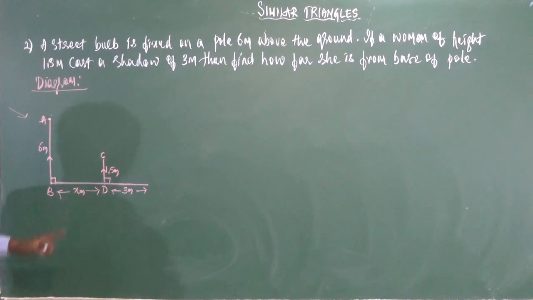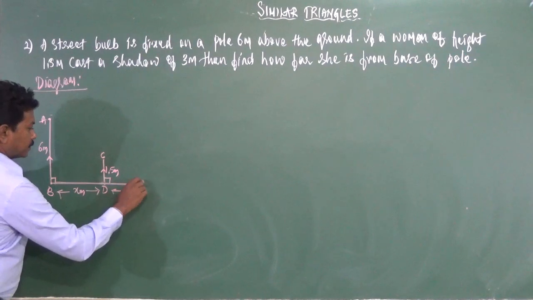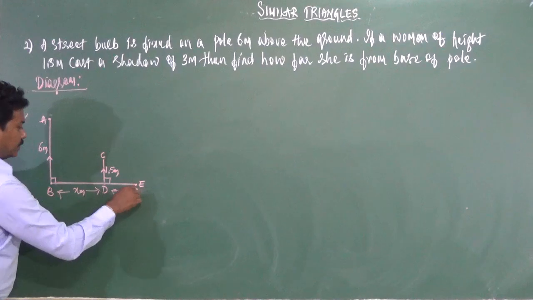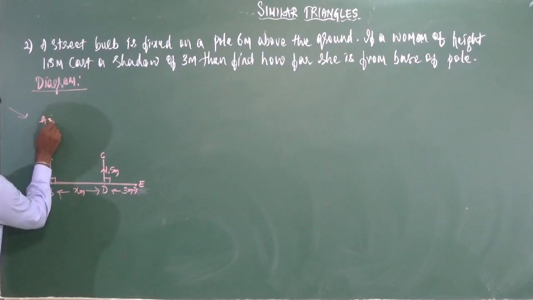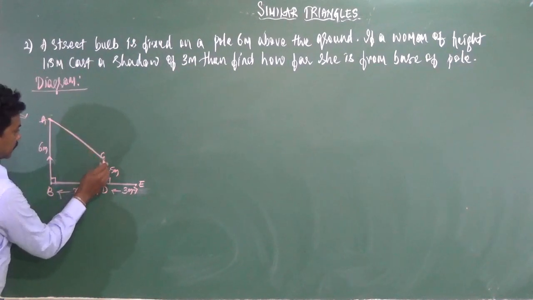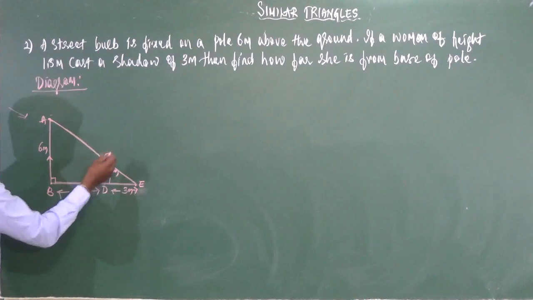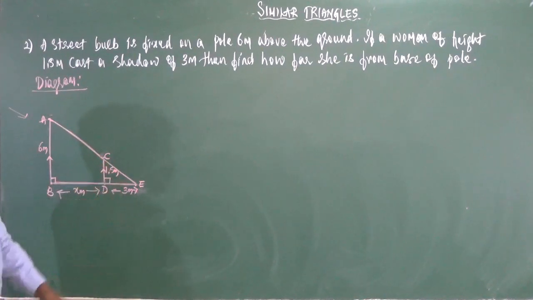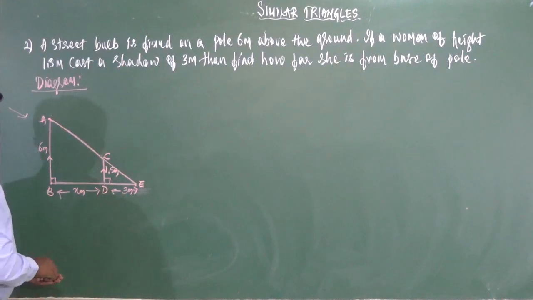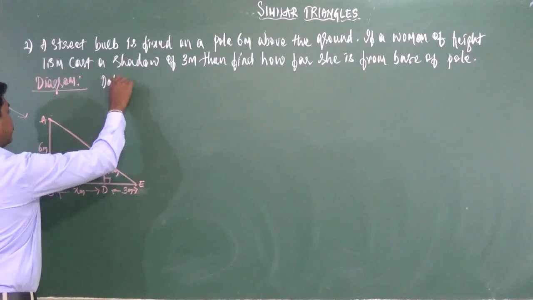Just to complete the diagram, let us call this point E. So this is 3 meters. In order to complete the diagram, I am going to join the points A and C, and then I will join C and E. So this completes the diagram. Now the description of the diagram, as we did in the last problem, we have to write it. So okay, this is the data.